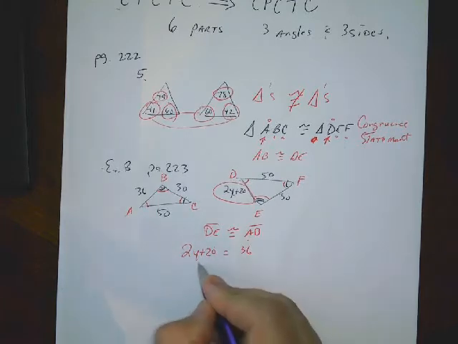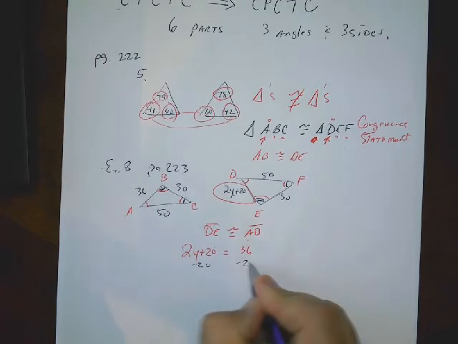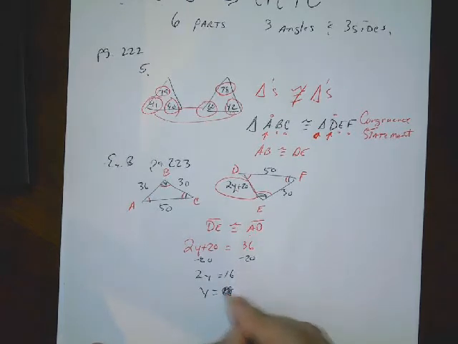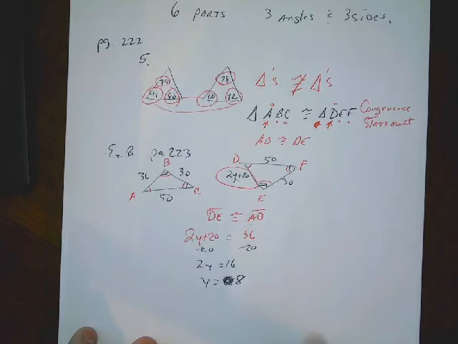Okay, so I'm going to subtract 20 from both sides. So I have 2y then is equal to 16, and then y is equal to 8. And I have solved what they wanted me to find, the value of the variable that makes those parts congruent. Okay, let's go to a couple problems on the homework.